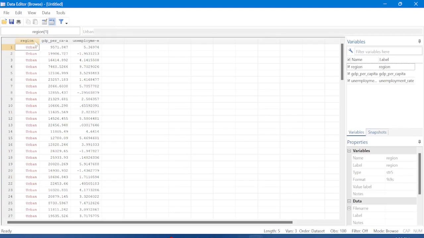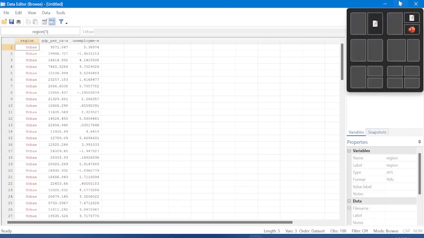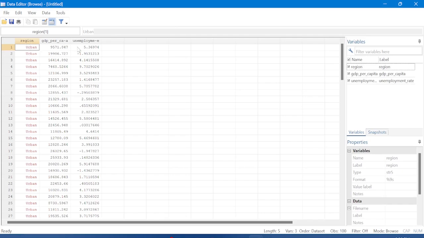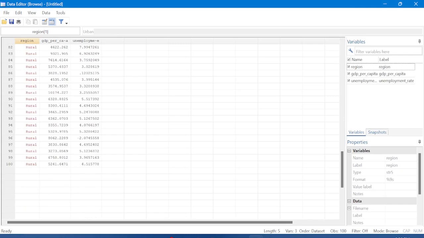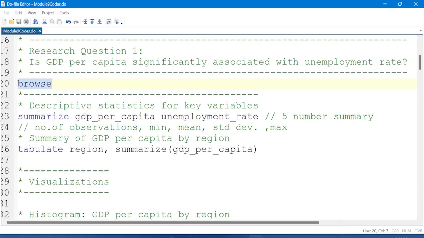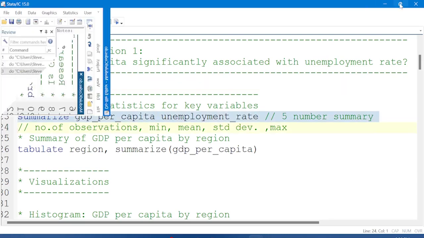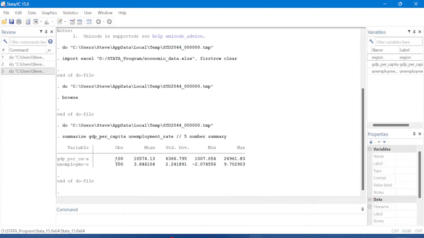Region, we have GDP per capita, and you have unemployment. So our data contains 3 variables and 100 observations. So we'll start right away by coming up with a 5-number summary for these key columns: GDP per capita and unemployment rate. So let me execute this. We realize that the data set has no missing values or missing data.